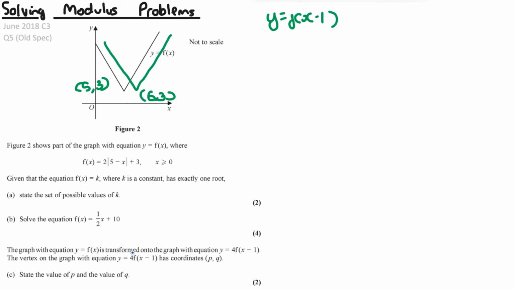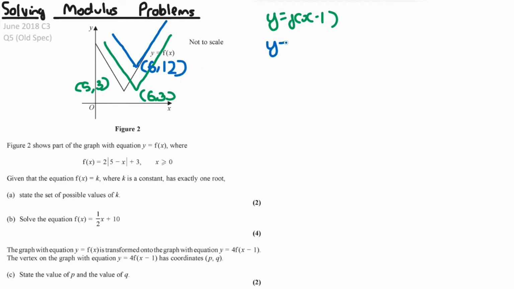And then we perform the transformation for 4f of x minus 1, and this is going to move everything up the y-axis by a factor of 4, so this is going to look something like this here, where everything is moved up by a factor of 4. Now this point is as well moved up by a factor of 4, so this is still going to be 6 because it's still the same x coordinate, but the y coordinate is now going to be times by 4. So it's going to be 6, 12. And this is the final coordinate.